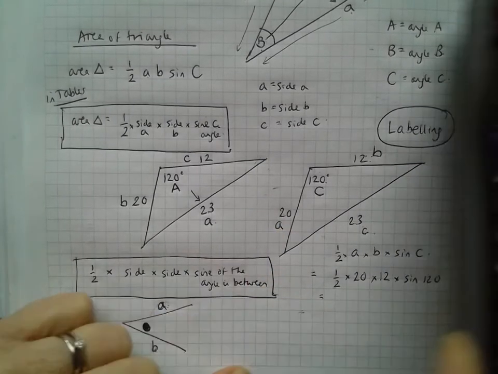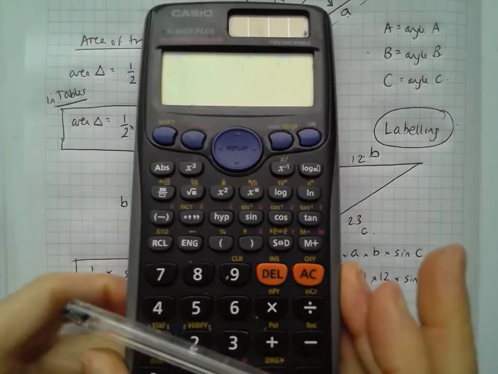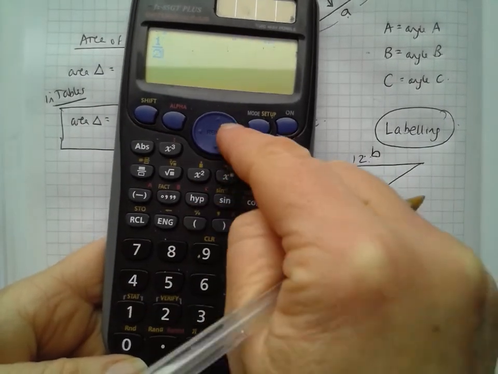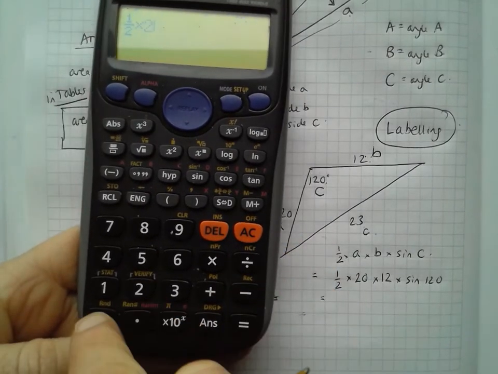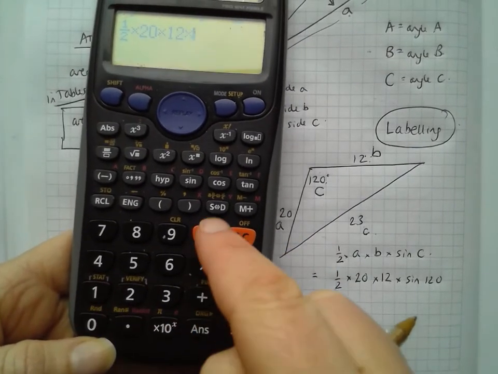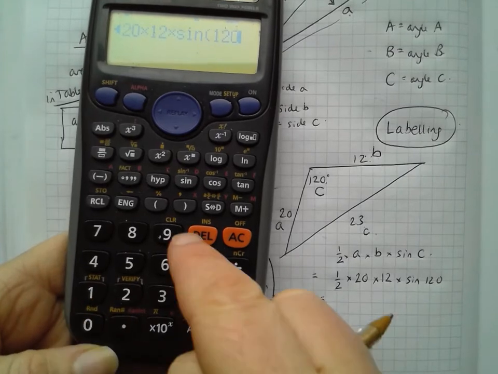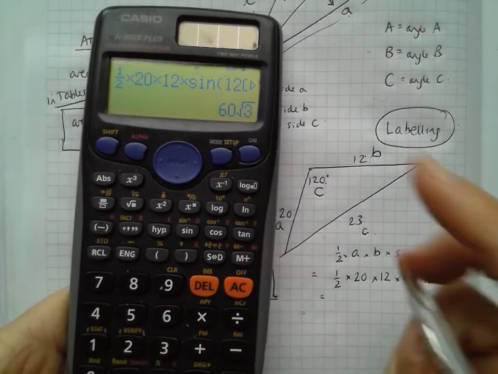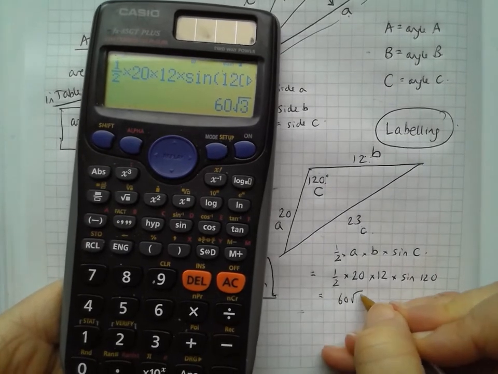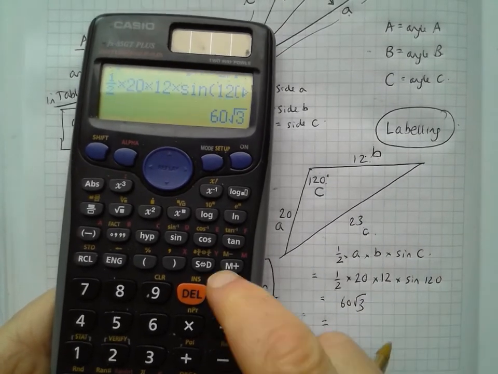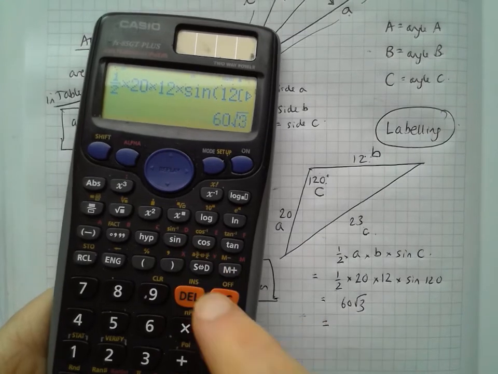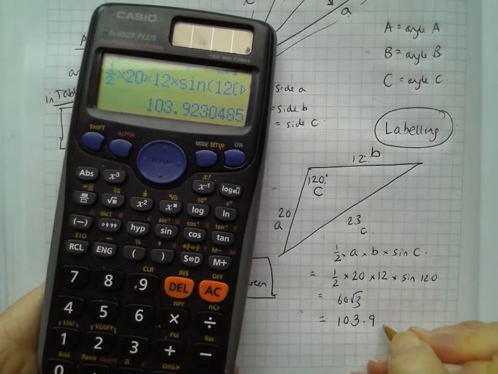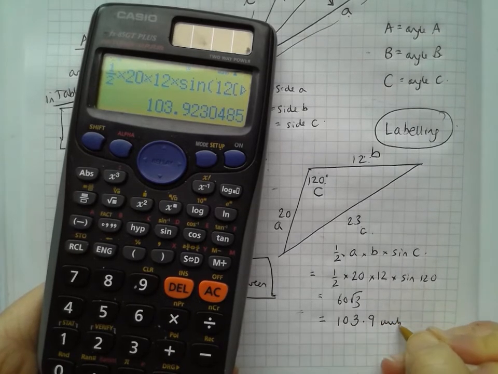Plug that into your calculator. A half by, what did we say, 20 by 12 by sine 120. And that tells me that the area of that triangle, very unhelpfully on my calculator, is 60√3. That means very little to me. So let's press the SD button. The area of that triangle is 103.9 units squared.